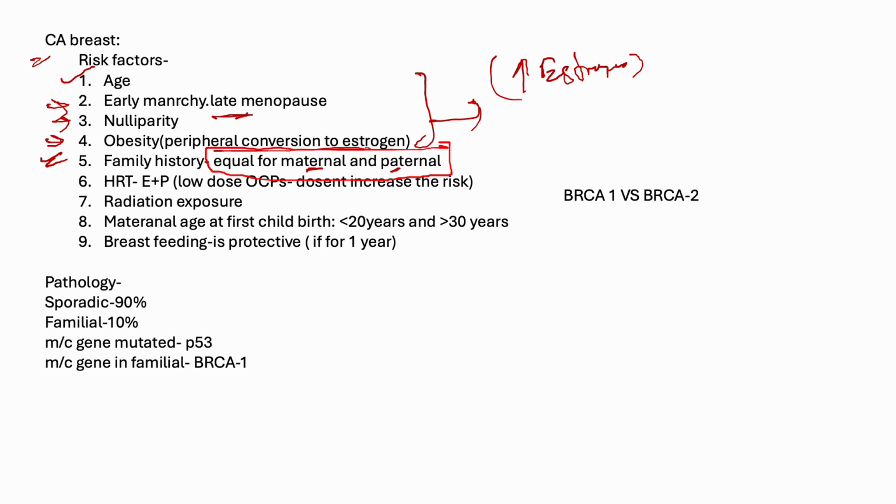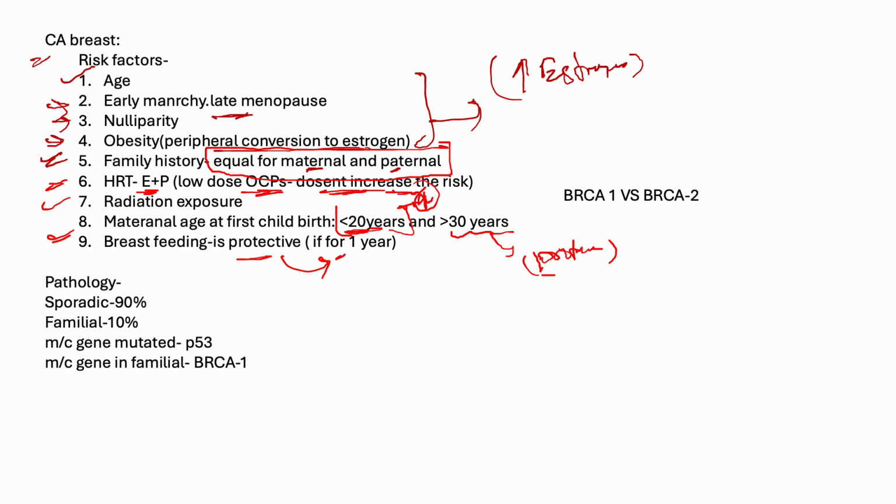Okay. Hormone replacement therapy, estrogen plus progesterone, increases the risk. However, low dose OCPs don't increase the risk of CA breast. Very important thing to understand. Prior radiation exposure to the chest wall can also increase the risk of CA breast. Maternal age at the first childbirth less than 20 years is a risk factor. More than 30 years is seen as a protective factor. Okay. Breastfeeding is also protective if it is done at least for 1 year.